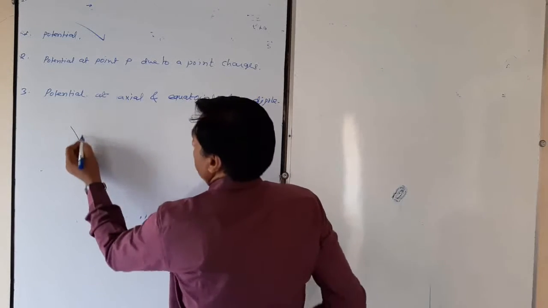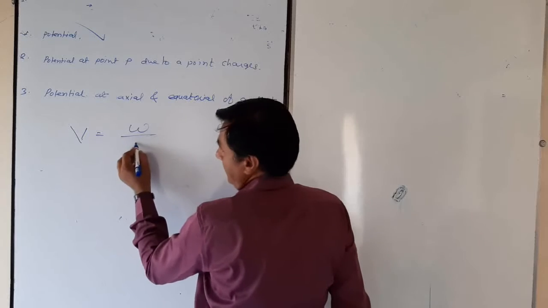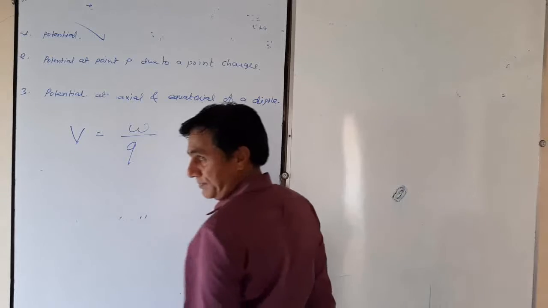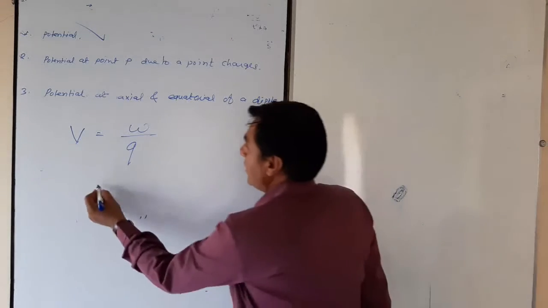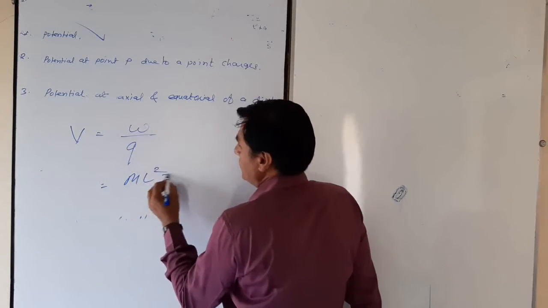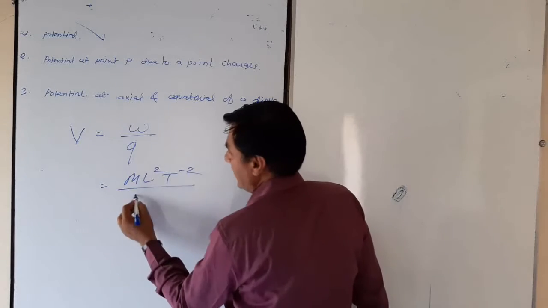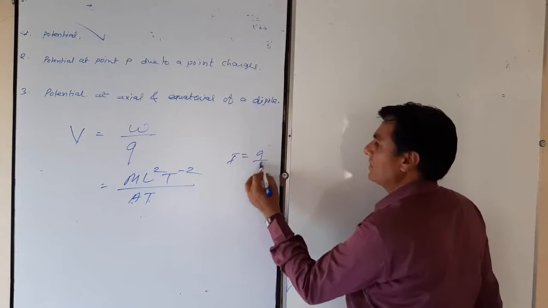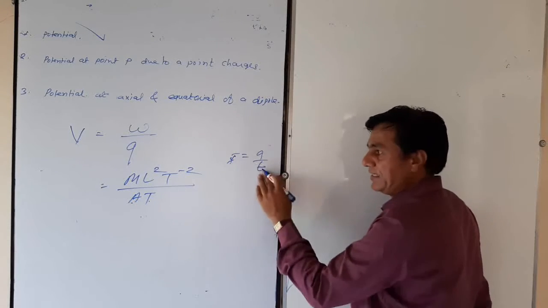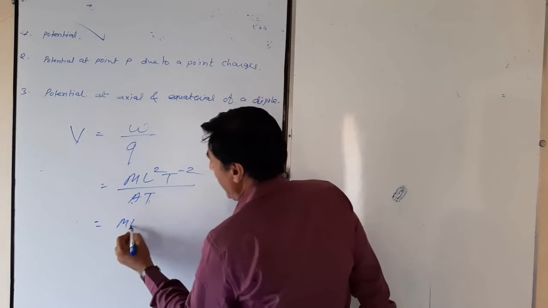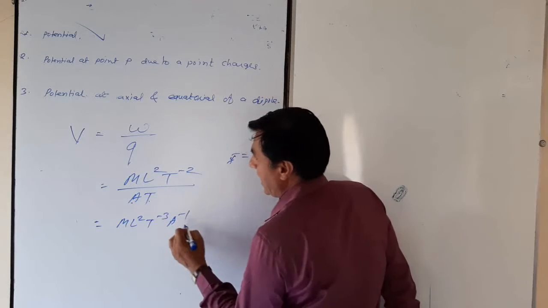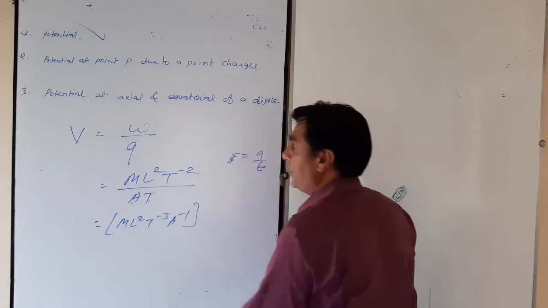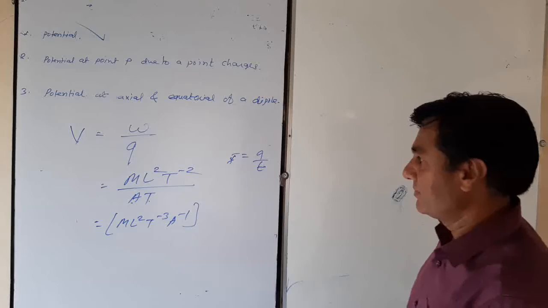Now, the dimensional formula for potential. Work has the formula ML²T⁻². Current I is Q by T, so Q is IT, I in ampere, T is time. So the result is ML²T⁻³A⁻¹. It is the dimensional formula of the potential.